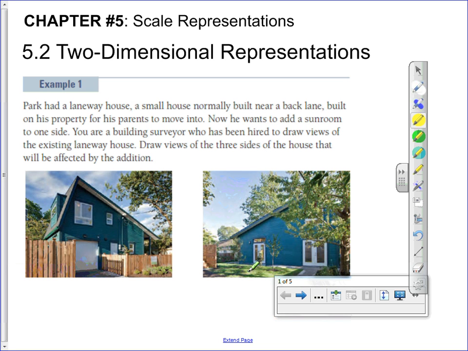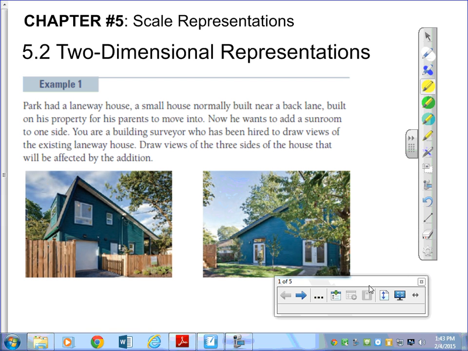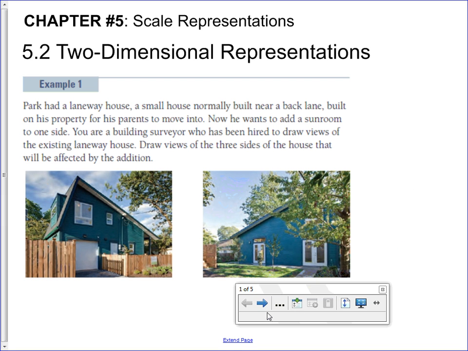Welcome to 5.2. We're going to continue drawing scale diagrams and analyzing them and talking about scale factor. This time though talking about two-dimensional figures rather than simple shapes. But you'll find it's very similar.